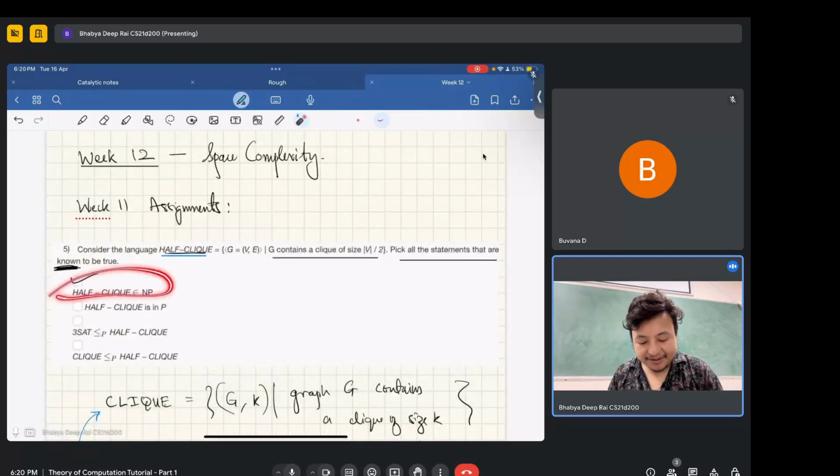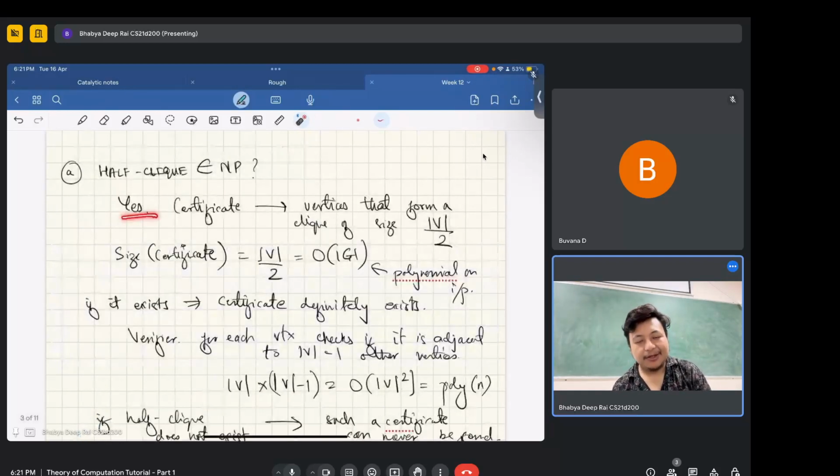Is it in NP or is it in P? Does 3-SAT reduce to half click? Does click reduce to half click, and so on? Let's look at the first one. Half click is in NP. The answer is yes, because to show that something is in NP, we need to show that a small certificate exists that can be easily verified.